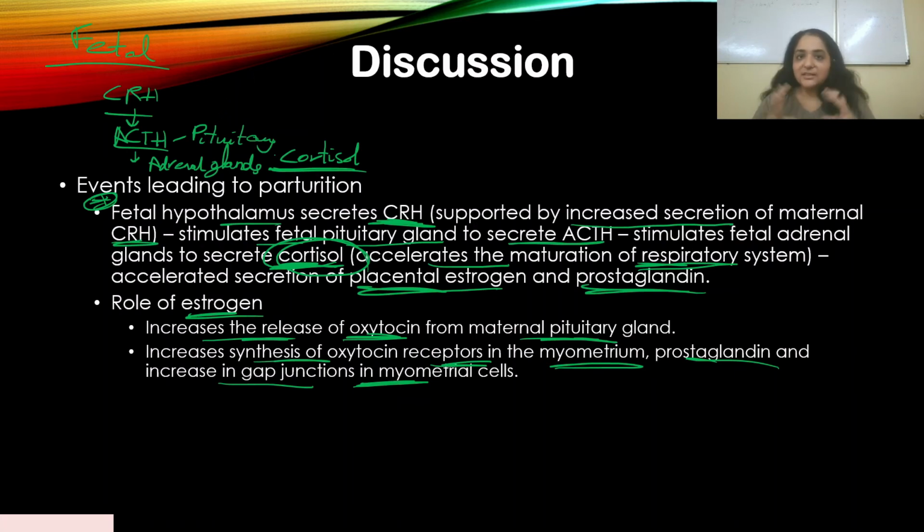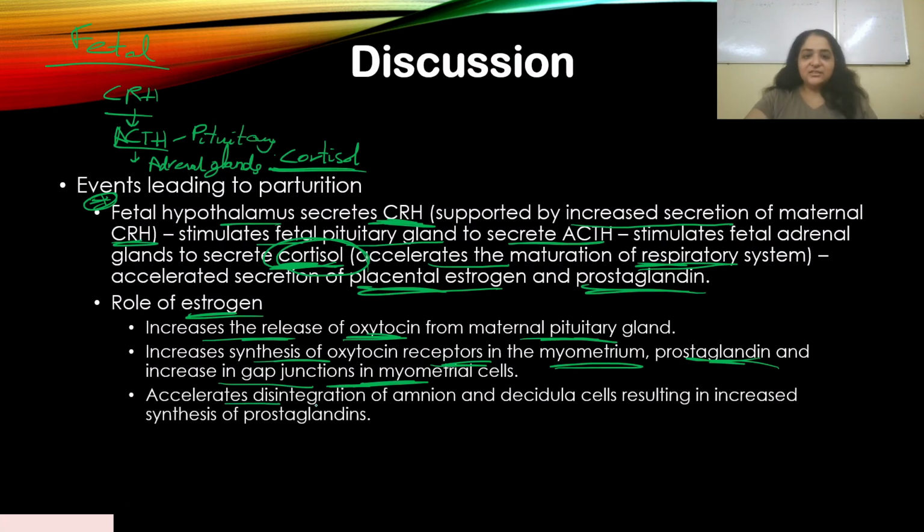The muscle layers are there, where contraction is continuously happening. It also increases synthesis of prostaglandin and an increase in gap junctions in the myometrium. Gap junctions allow signal transmission from one cell to another. Gap junctions are important, so there is an increase in gap junctions to allow faster signal transmission. So there's continuous pushing and pressing of the myometrium of the uterus to push the baby out.